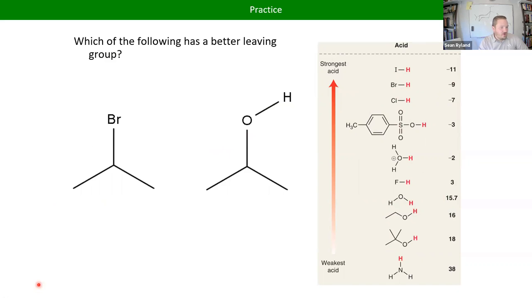So out of these two molecules, which has a better leaving group? There'd be one leaving group here, and here's the other leaving group.